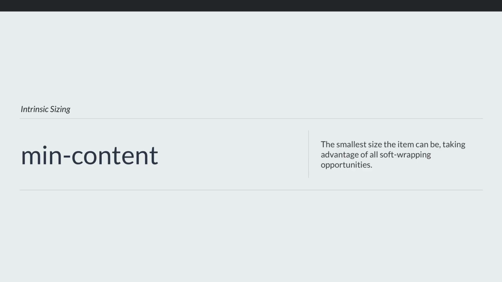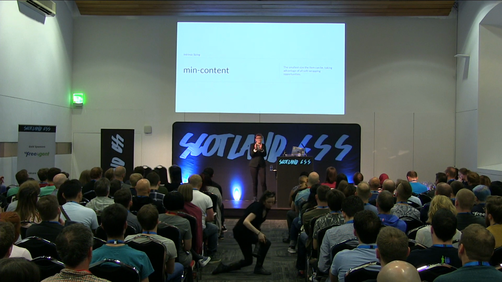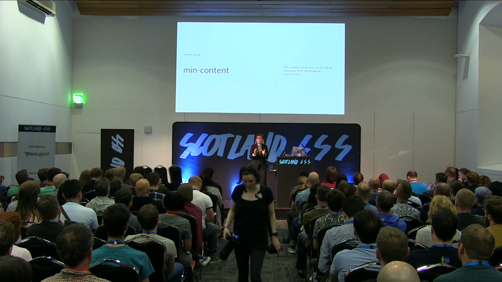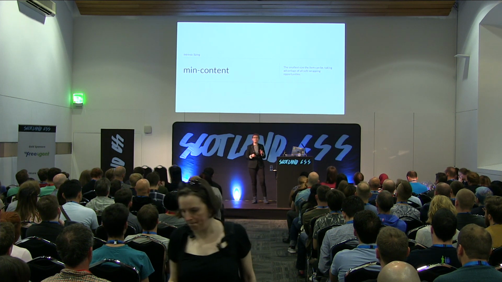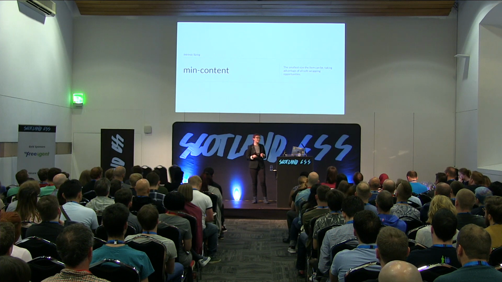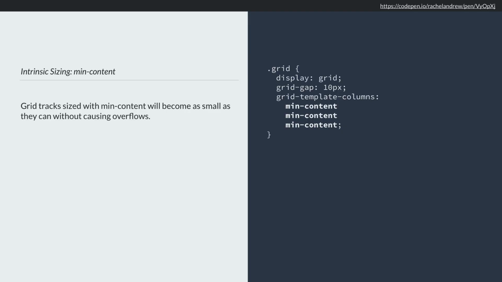We've got this keyword min content. So you use that as a size, and we can use that for track sizing. And what happens with min content is the track will get as small as it possibly can. It'll take any soft wrapping opportunities that it's got. So in most cases, it's going to become as wide as the longest word. So I've got an example here. We've got 3 column tracks. They're all sized using min content. So the track content is now impacting the track sizing. Rather than us saying, well, this is the size of my track, the content's got to fit into it.